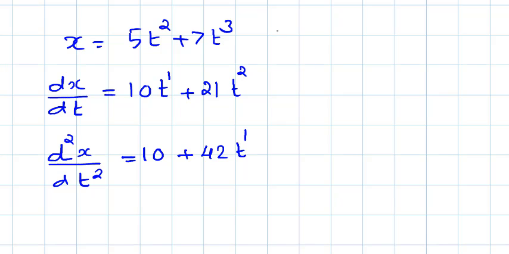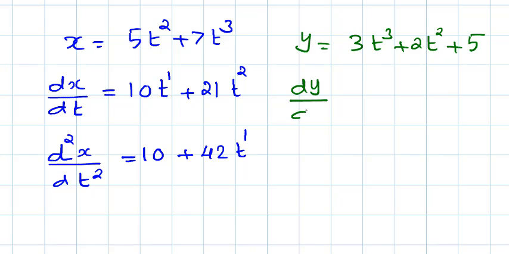Let us do one differentiation where there is a constant. For example, assume that y is given by 3t cube plus 2t square plus 5. When you differentiate with respect to time, dy by dt, this will give you 3 into 3, 9t square, plus 2 into 2, 4t. But this is 5. Whenever you see a constant, the derivative is 0.